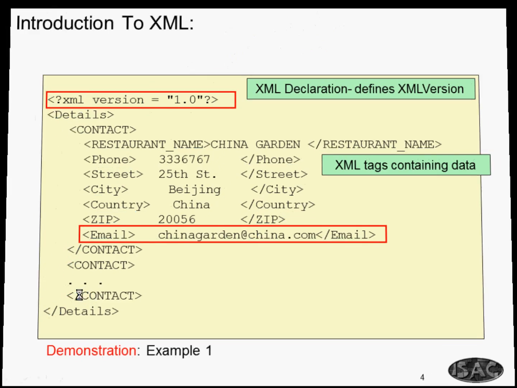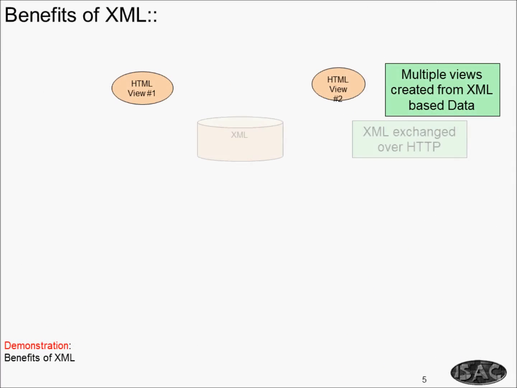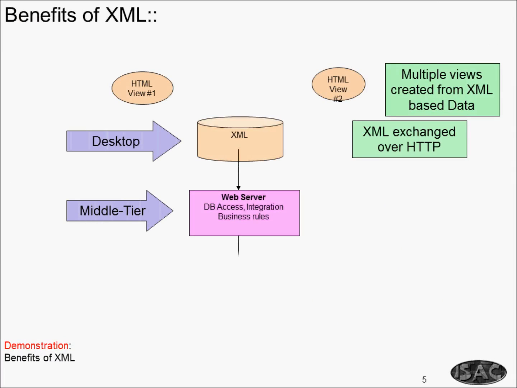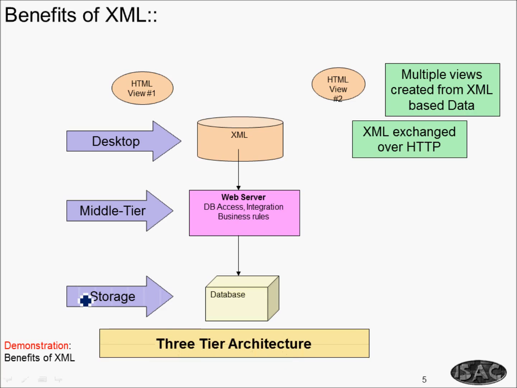Now let us see a little more example. And before that, we'll just talk a little bit about the benefits of XML files. The first benefit is that it can be used in desktop applications. It can be used at the web server level for configuration and settings, and it can be used in the database for storage purposes as well. So there are various uses of XML itself. XML can be used at all three levels: the desktop level, the middle tier level, and for storage purposes.